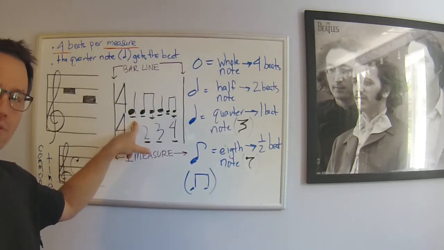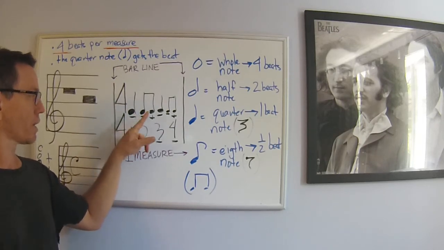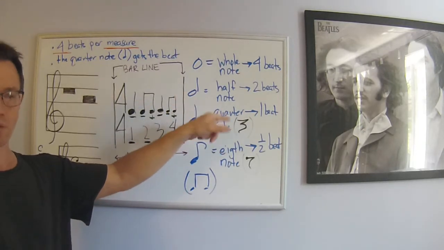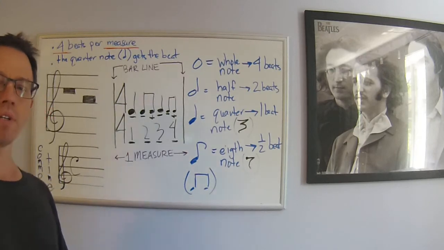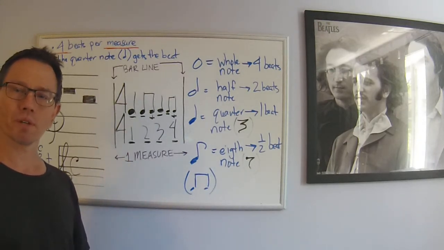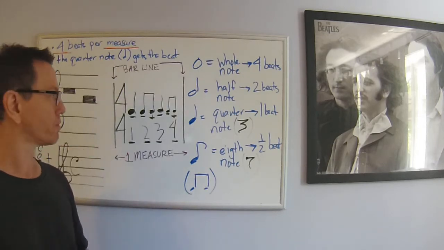You want to be counting to 4. You want to be subdividing 1 and 2 and 3 and 4 and 1 and 2 and 3 and 4 and. So when I'm playing a piece of music or I'm sight reading something, I'm counting, I'm thinking rhythm, I'm not guessing. If you guess, you're going to get into trouble, and drummers will hate you for it.